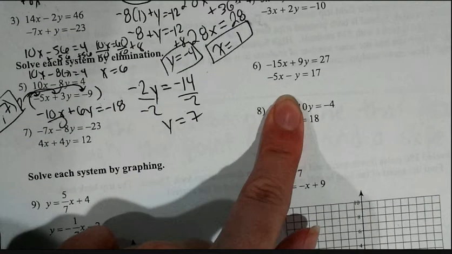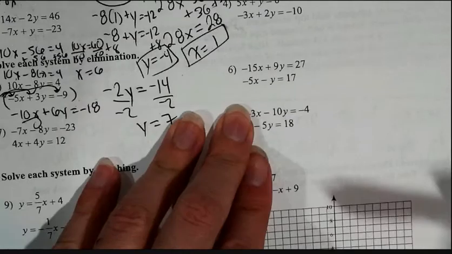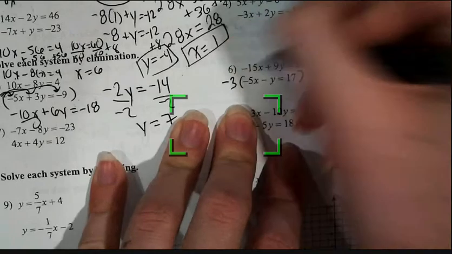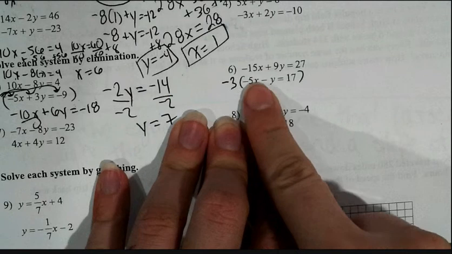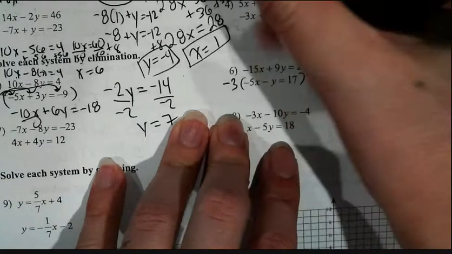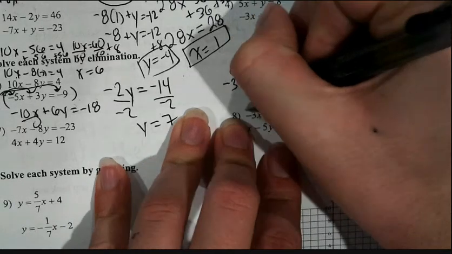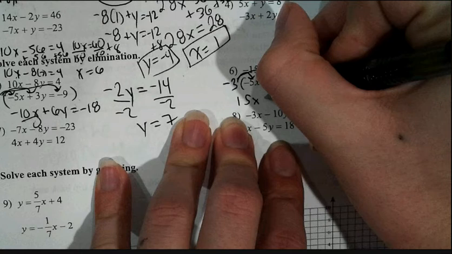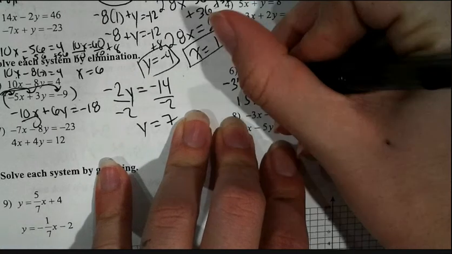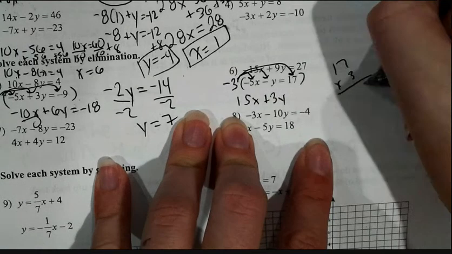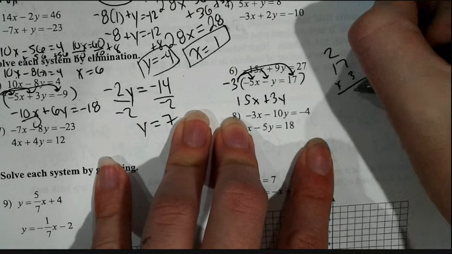Number 6, I'm going to multiply this bottom equation by a negative 3. Because if I do that, I'm going to get positive 15x, which will make a 0 with the negative 15x. So I'm left with 15x. Negative 3 times negative y is plus 3y. Negative 3 times 17, 21, carry the 2, 3, 4, 5, negative 51.